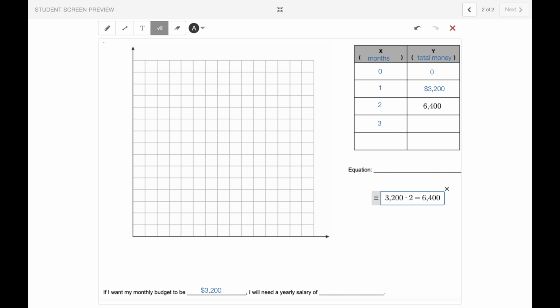Hopefully you can also think about how to do that. If I want to find out how much money I need in 3 months, well, I need to multiply my budget times 3. 3 months, I need 3 times that money. And in this case, that would be 9,400. And again, I will include that in my table. 3 months, total money needed is 9,400. Now leave this one blank. We're not going to worry about this one for now. We're actually going to continue because if we're trying to go through a yearly salary, how many months is that?